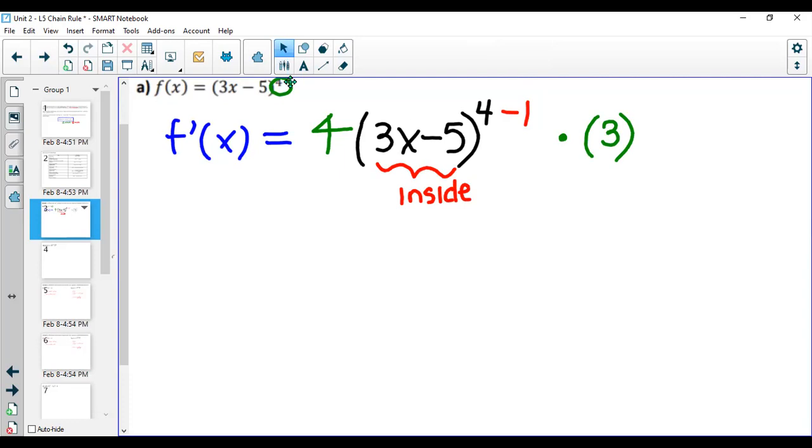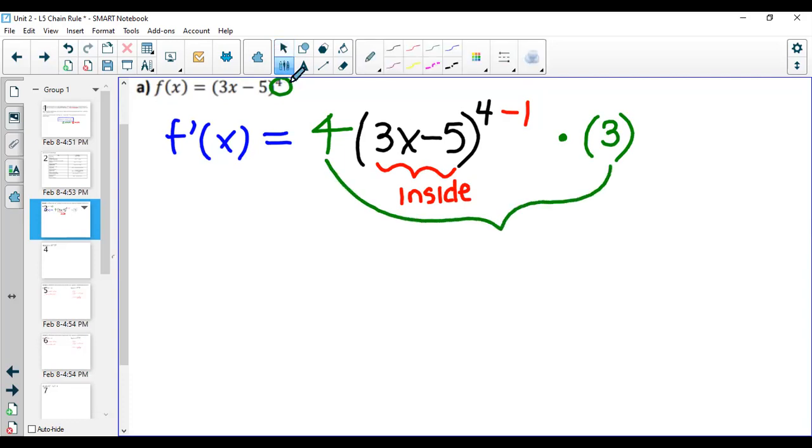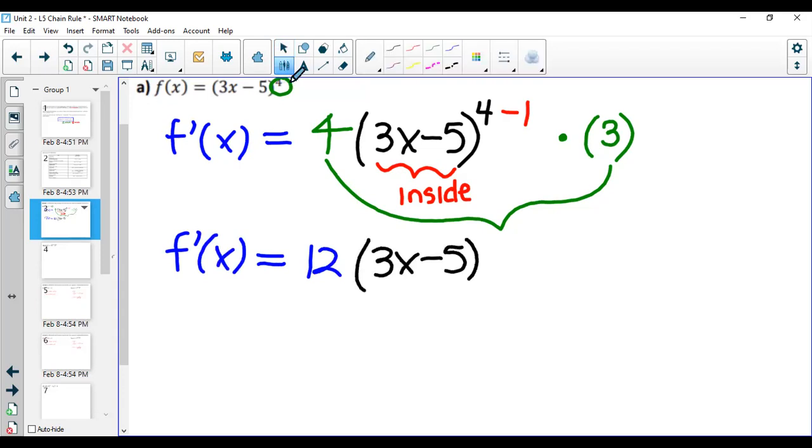So now what I'm going to do is take the 4 and the 3 and multiply them together. So f prime of x is equal to 12 times (3x minus 5), and 4 minus 1 gives me the power of 3. I'm going to leave my answer like that because that proves that I've applied the chain rule.